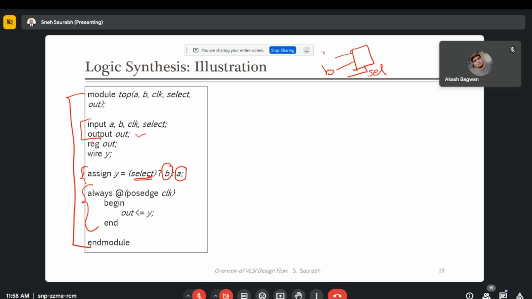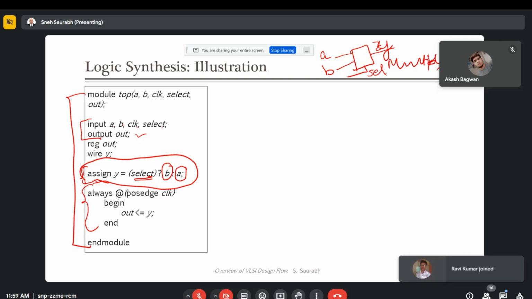If select is 0, then some other input is produced at the out, right? So this is how the multiplexer works. This is a description of a multiplexer in the Verilog language. During logic synthesis, the tool will understand this input, assign y is equal to select, then b else a, and based on its understanding that this translates to a hardware element known as a multiplexer, the logic synthesis tool will put a multiplexer in our design.